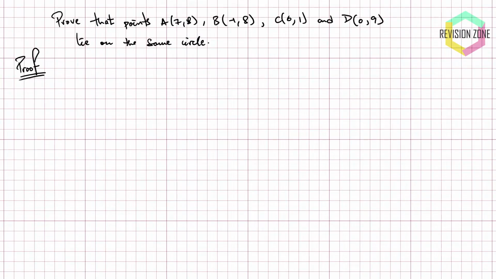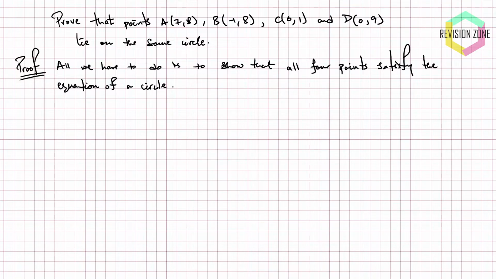In this question, we're given 4 points, A, B, C, and D, and we have to prove that each of these points is actually going to lie on the same circle. Okay, so how might we do this? Well, all we really have to do is find a circle. Doesn't matter how we find it because the question isn't interested in that.